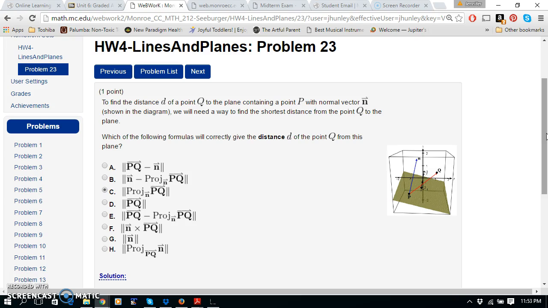Now, to find the correct formula, it helps to remember that what we need to know to determine a plane is a point and a normal vector. If we have the equation of the plane, we can find the normal vector from that equation. In this case, visually, since we have the normal vector, we can then project PQ onto the normal vector.